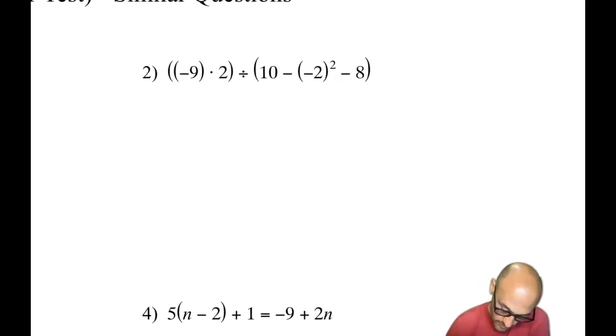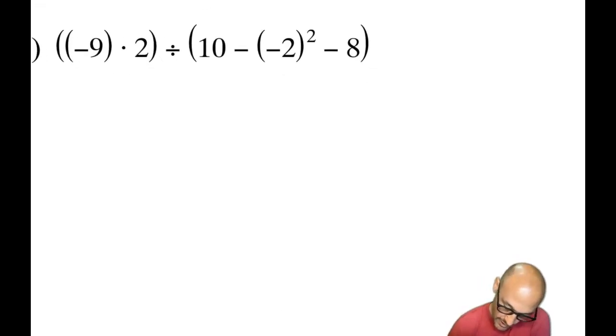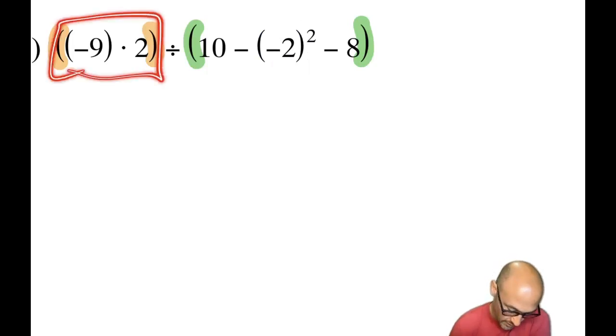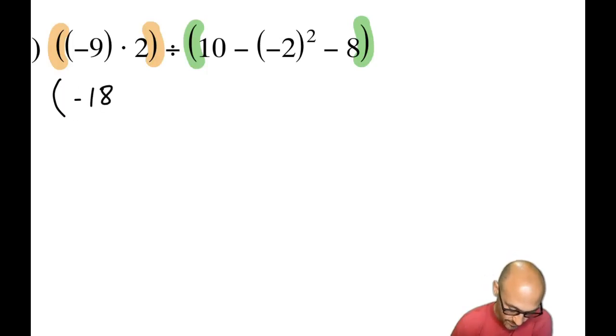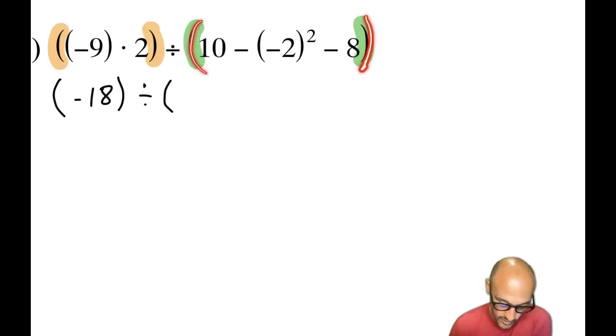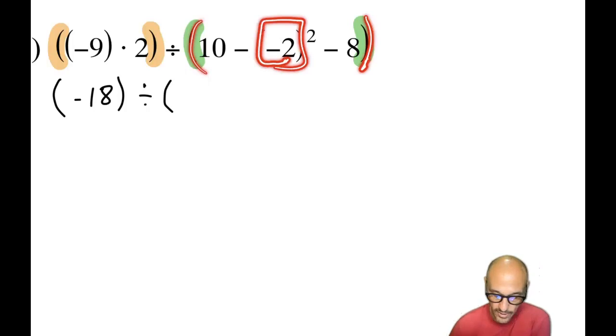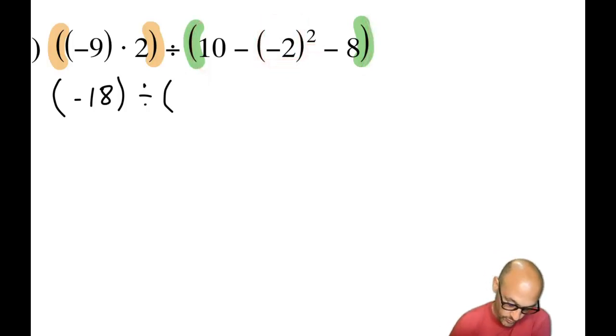All right, here, we have the parentheses here and some parentheses here. And then we also have these parentheses here. Nothing to do inside those, though. So inside of these parentheses, we can do PEMDAS inside there. There's just a multiplication. Negative 9 times 2 is negative 18 divided by. And then inside these parentheses, well, there's nothing to do inside there. Then exponents.